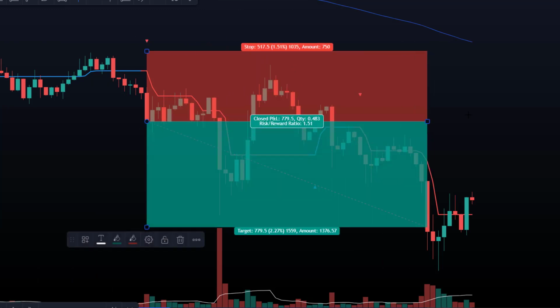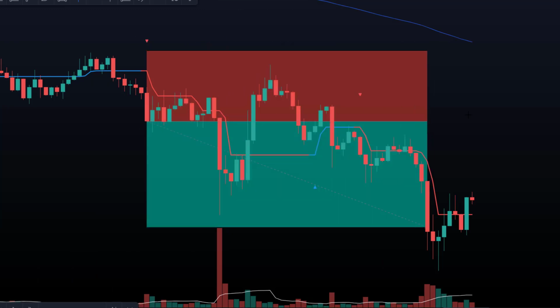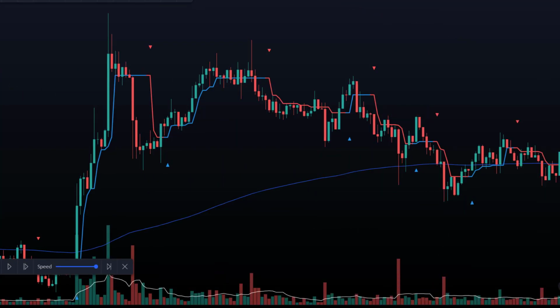This position also closed in profit. It took a little longer than an hour, but it did close in profit. So you can also make money with this strategy when the market is falling. Now that you know how this strategy works in both a rising and falling market, I will show you some more examples.